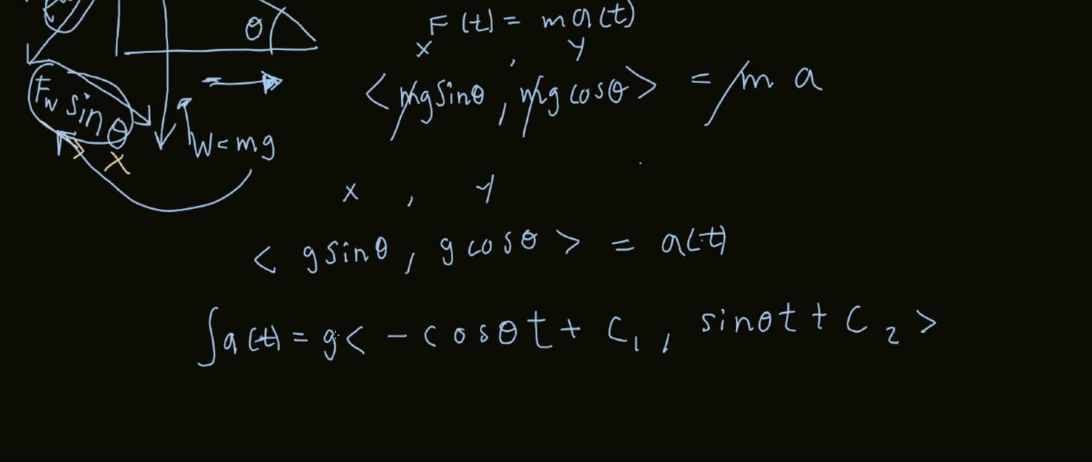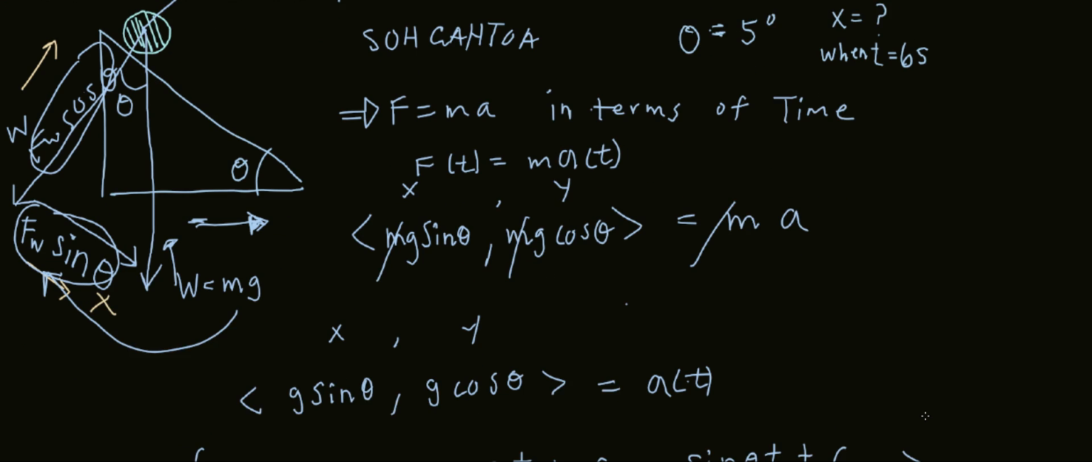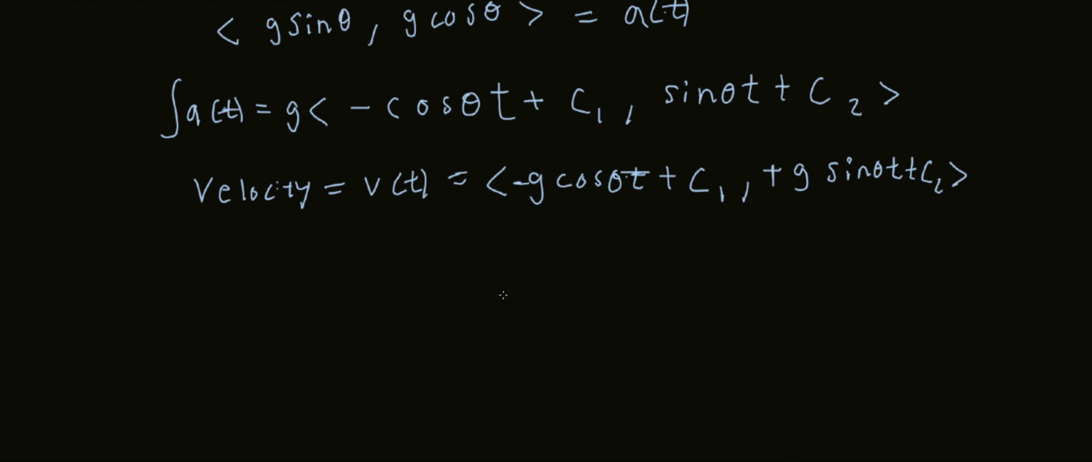So actually when we integrate this, what is this? Well, we just said it. It's velocity. Or v of t equals... Now I'm just going to put in the g. It's easier for me to see. Oh, oops, this is a plus. Sine theta t plus c2. Okay, so now we have velocity.